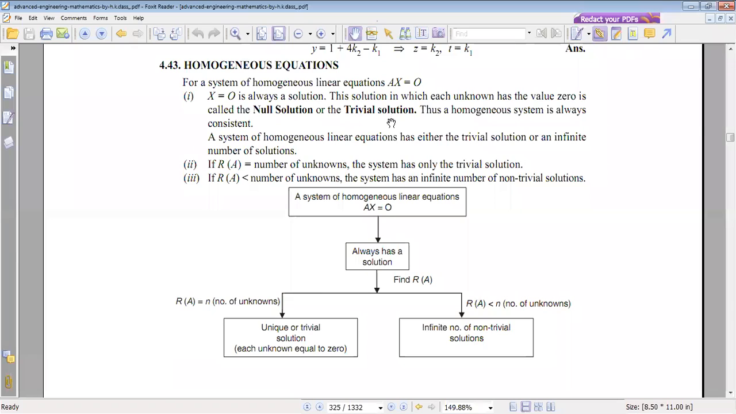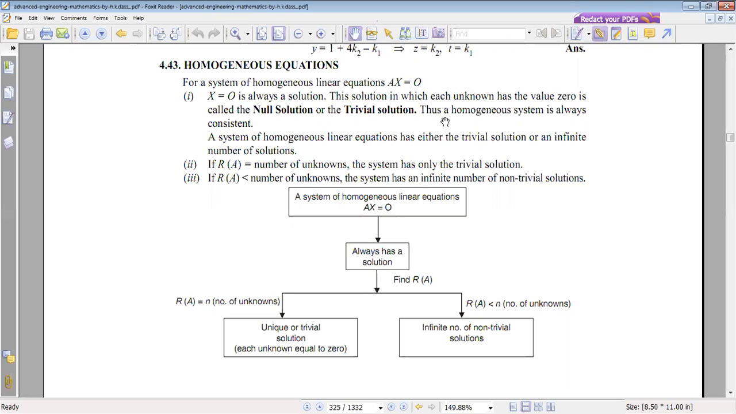Clear? Now listen carefully. For any homogeneous equation, x equal to 0, y equal to 0, z equal to 0 is always a solution of this equation. Clear? You can check yourself. And this solution is called the trivial solution or null solution.